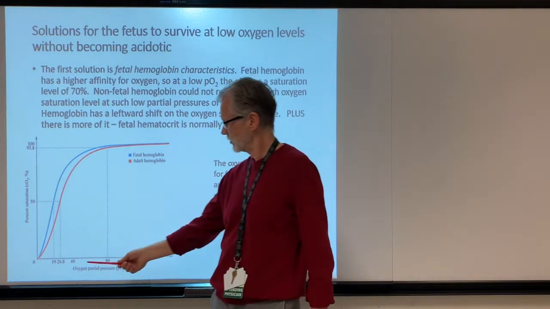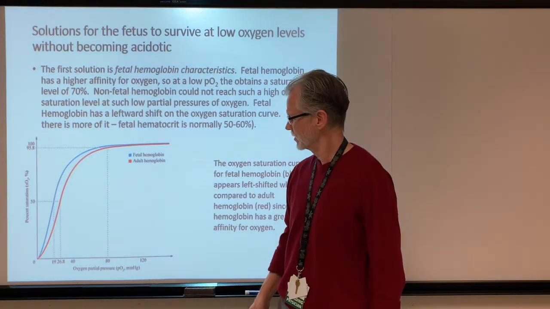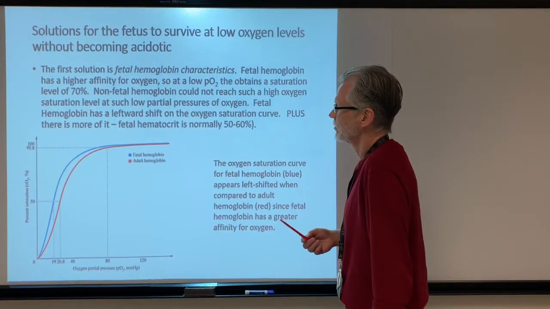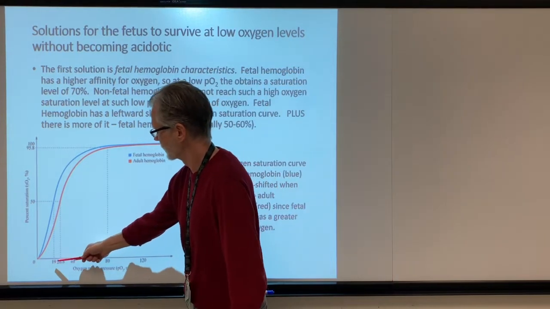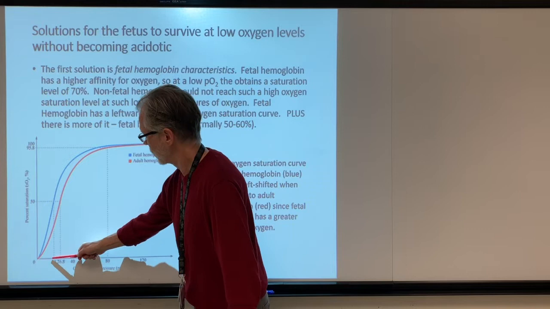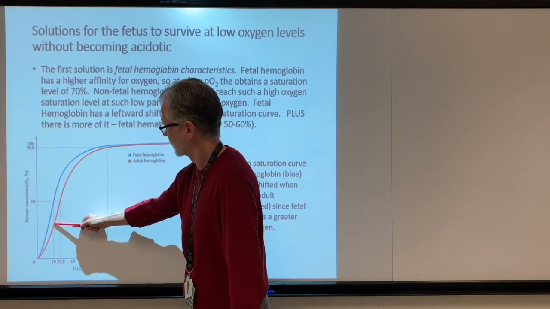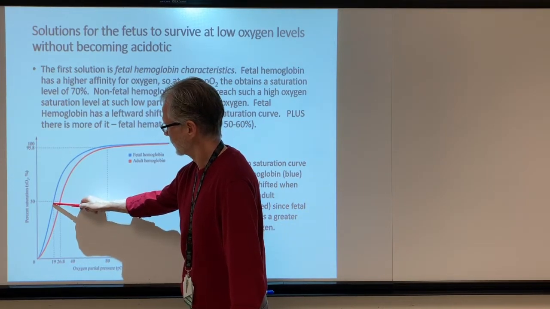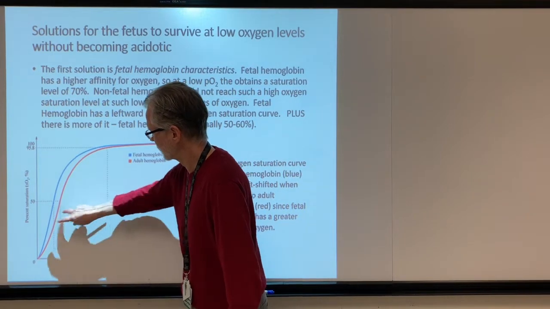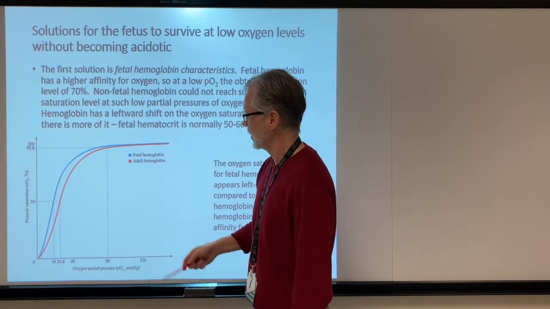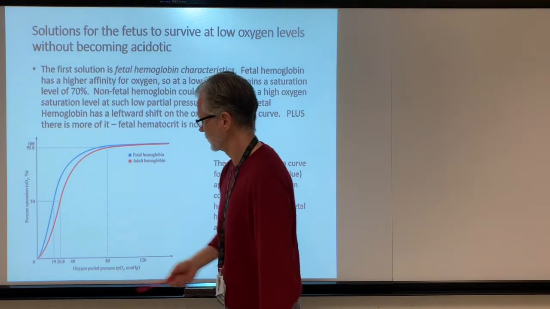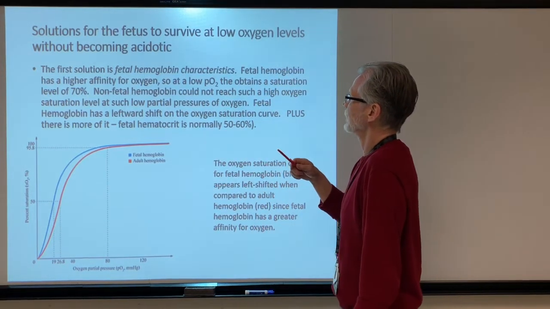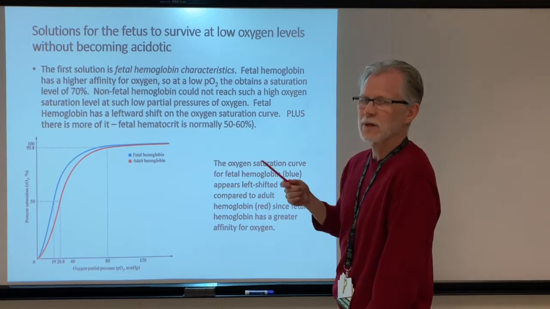You can see here the saturation curve. This is the PO2, partial pressure of oxygen. And here is the saturation of fetal hemoglobin. And you can see that at a low PO2, the fetal saturation is actually much higher than adult would be. Adult saturation would be here, fetal saturation would be here, quite a big difference. And that occurs more at the lower ends of the PO2, to the degree that this fetus is capable of maintaining a saturation level of a maximum of about 70.